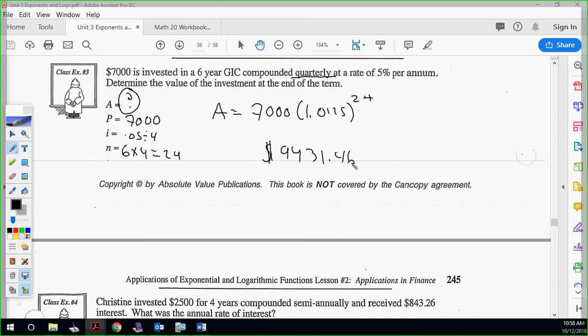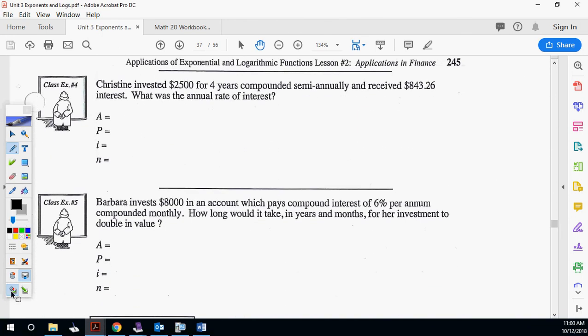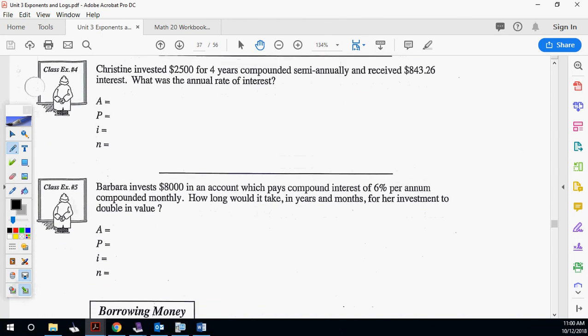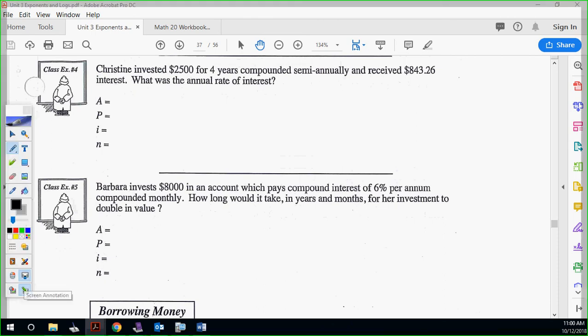Yeah, the interest you need to divide by how many times a year you're applying it. Okay. All right, so last couple here. This one, Christine invested $2,500 for 4 years, compounded semi-annually, and received $843.26. What was the annual rate of interest?